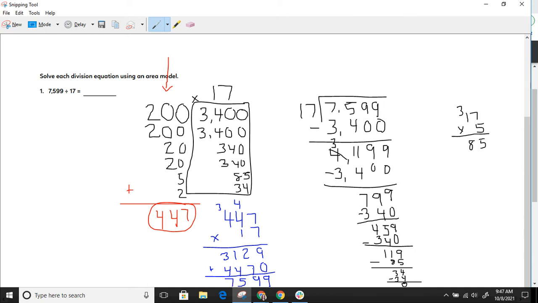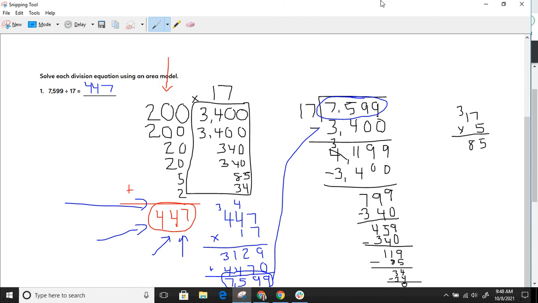9 plus 0 is 9. 2 plus 7 is 9. 1 plus 4 is 5. 3 plus 4 is 7. 7,599, right? Is that the same as our dividend? If it is, then we got the right answer. And in this case, it is. So our answer that we got for our division, 447, is correct. So 7,599 divided by 17 is 447. There's a lot of steps to these problems, boys and girls. And that's why it's going to be important that you go through the Buzz lesson very carefully and that you follow each of these steps.